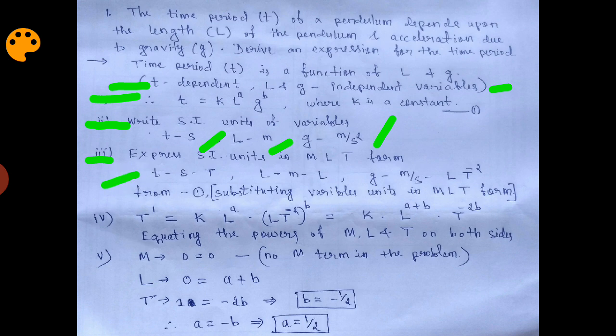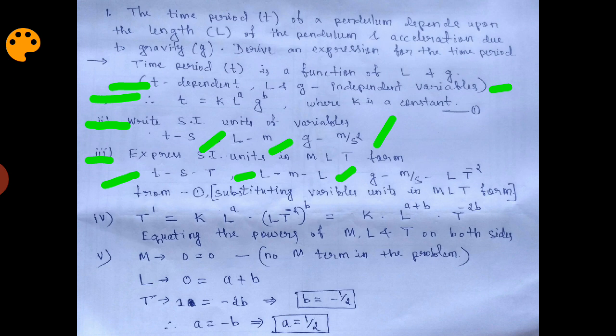So for T, the unit is seconds, so it is capital T. Capital T indicates time. Then L, the length of the pendulum, in SI unit is meter, which in MLT form is written as capital L. Then g, acceleration due to gravity, the unit is meter per second square. In the form of MLT, for meter it will be L, and for second square it will be T raised to minus 2.